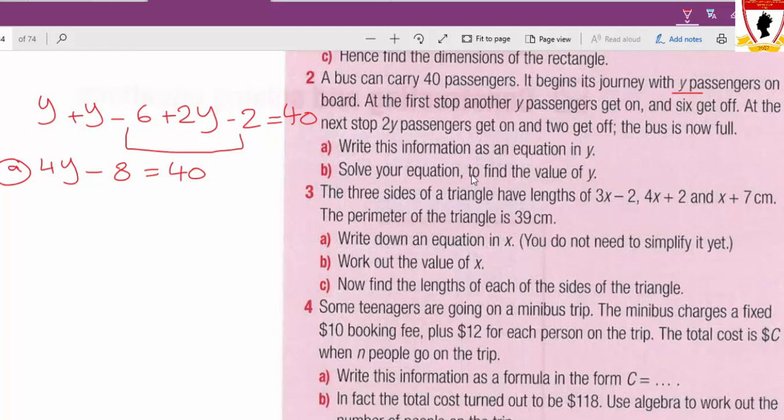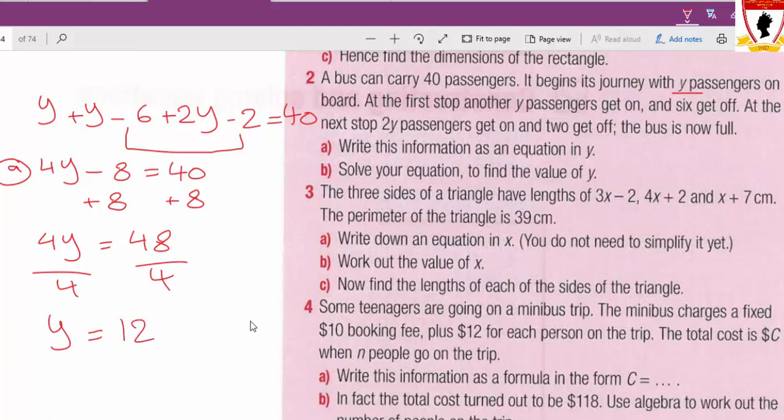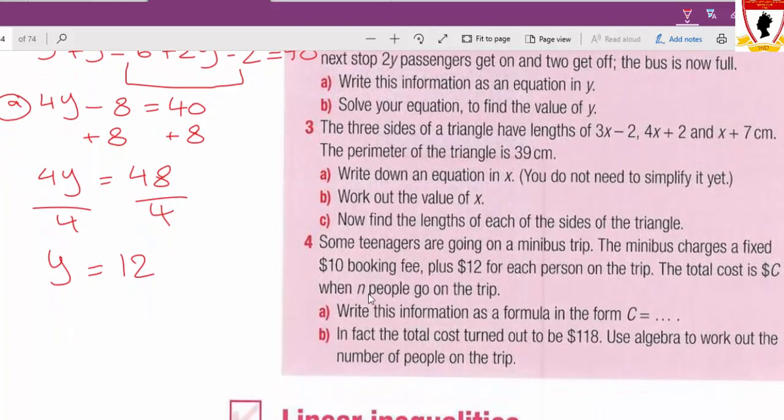Part B, solve your equation to find the value of y. To solve, we need to have y alone on a side. In the first step, we're going to get rid of this 8 here, plus 8, plus 8. This 8 will be cancelled. 4y is equal to 48. Divide both sides by 4. y is equal to 48 divided by 4, which is 12. So y represents 12 passengers. These are your tasks.